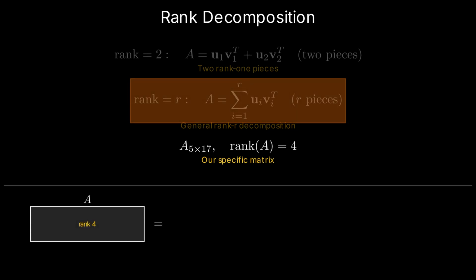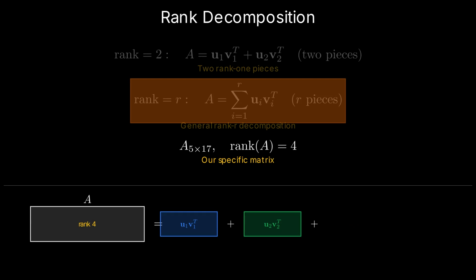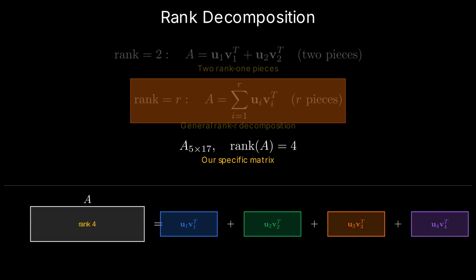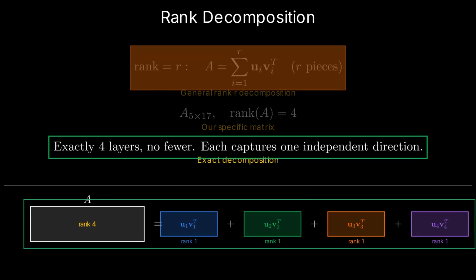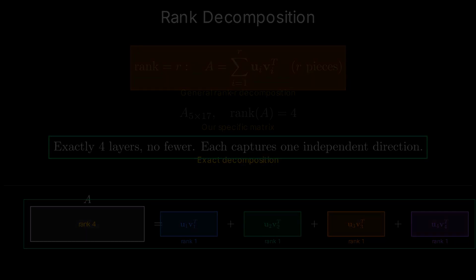So A equals U1 V1 transpose plus U2 V2 transpose plus U3 V3 transpose plus U4 V4 transpose. That's 4 rank 1 layers stacked together, not approximately 4, exactly 4, no fewer. Each layer captures one independent direction of information in the matrix. Rank 1 matrices are the atoms of matrix structure, but they have rules about how they combine.